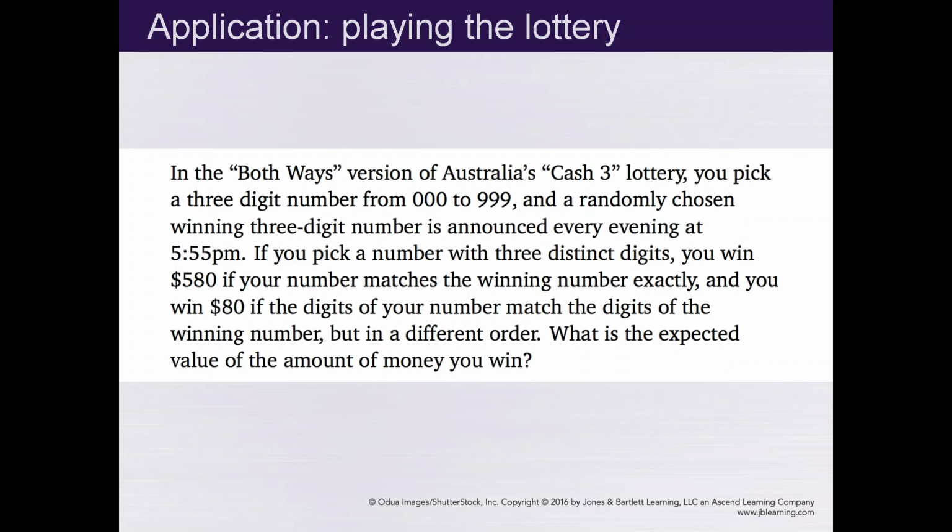Okay, so here's an example with lotteries. So this is the both ways version of Australia's Cash 3 lottery. You pick a 3-digit number from 000 to 999. And a randomly chosen winning 3-digit number is announced every evening at 5:55 p.m. If you pick a number with 3 distinct digits, you win $580 if your number matches the winning number exactly. And you win $80 if the digits of your number match the digits of the winning number, but in a different order. What is the expected value of the money that you win? Now, this is not considering the cost of the ticket, by the way. This is going to look like, hey, you can win some money on average. You got to keep in mind the price of the ticket.